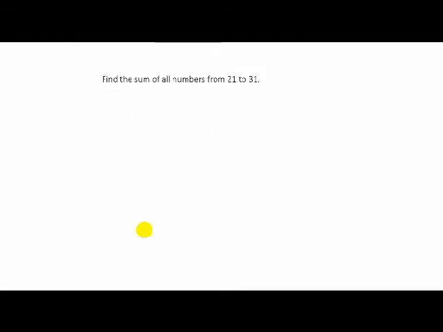Friends, now see another example. Find the sum of all the numbers from 21 to 31. So first we add the smallest and the biggest numbers. The smallest is 21 and the biggest is 31, therefore their sum is 52.